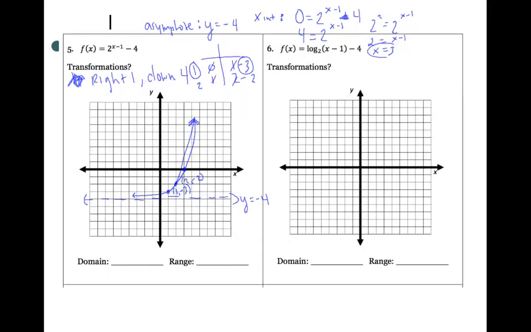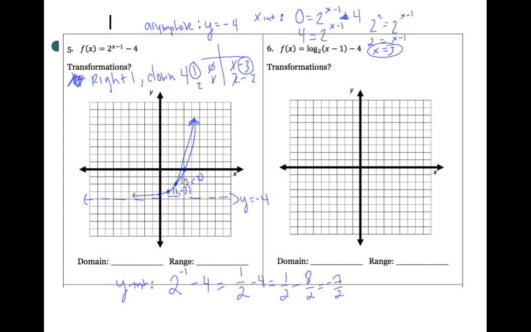Pretty cool. What about the y-intercept? I'll do it all the way down here. That's going to be where x is 0. So 2 to the power of -1 minus 4. Well, that's 1/2 minus 4, which is 1/2 minus 8/2, so -7/2, or -3.5. That was pretty good. Think about how you would also algebraically be able to find those.